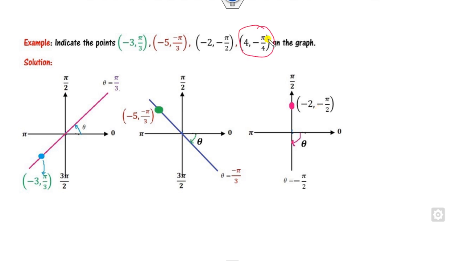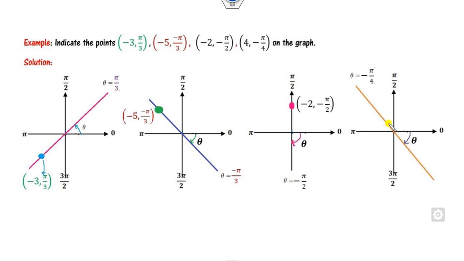Similarly on this side, this is minus pi by 4. Firstly, always draw the angle. So what is minus pi by 4? You have to write this is my minus pi by 4. On this side r is positive, on this side r is negative. So I need r as positive. So this is the line, and here is the correct answer.